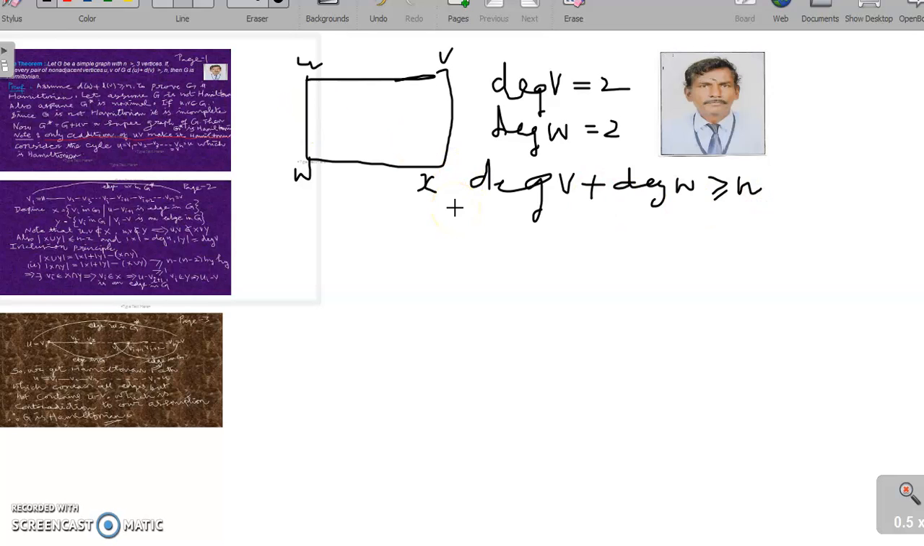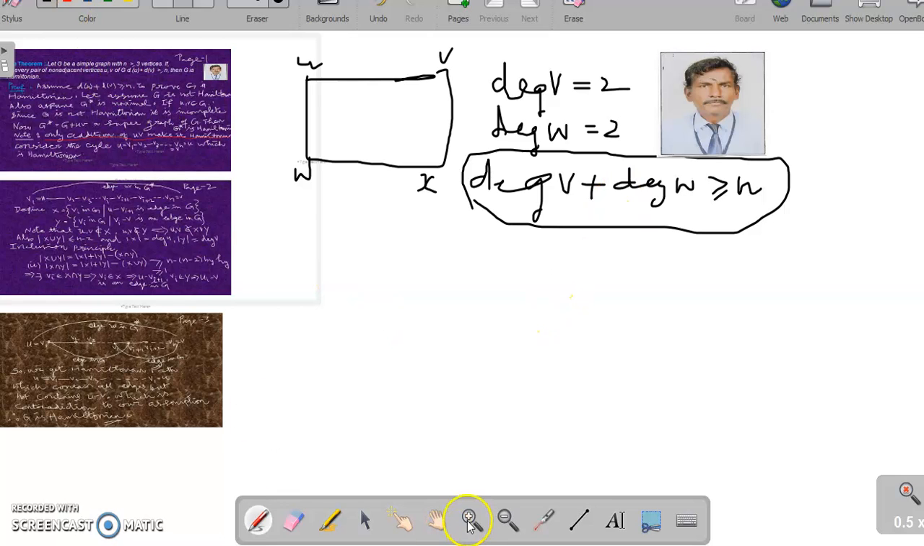Okay, so in a Hamiltonian graph, this is always true. That is what we are going to prove now. For any graph, we can see this is true. Okay, so that's what we are going to see now. Let us see that particular theorem now.